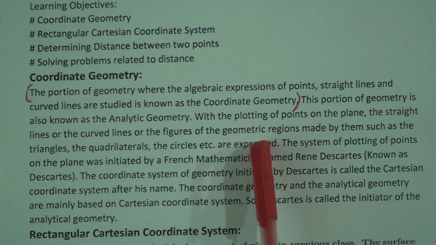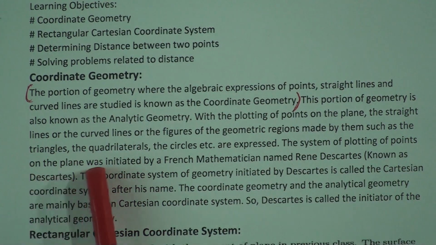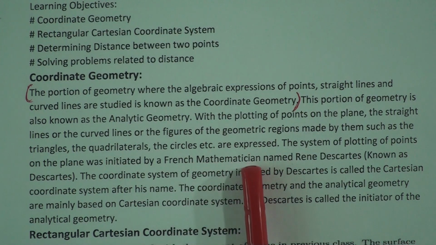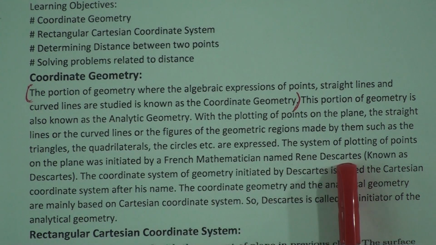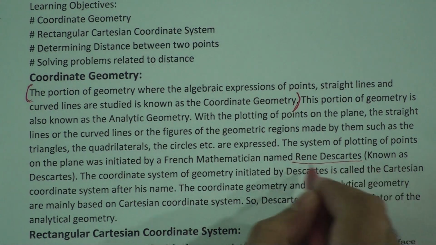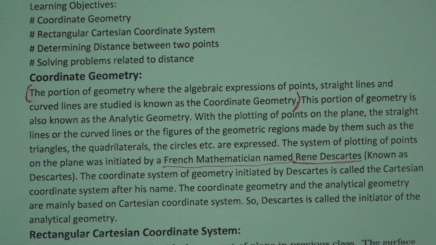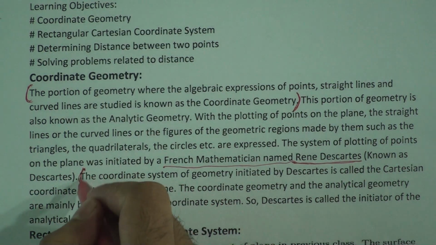on the same plane. Okay, now the system of plotting of points on the plane was initiated by a French mathematician named René Descartes. So we need to know the name of the mathematician. He is French mathematician René Descartes, known as Descartes. The coordinate system of geometry initiated by Descartes is called Cartesian coordinate system after his name.